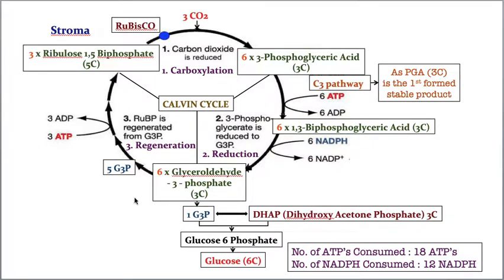Now for the total dark reaction, how many ATPs are utilized? For one glucose formation, 6 turns of the Calvin cycle are needed. That means one glucose needs 6 repetitions of the Calvin cycle. For one glucose formation, 18 ATPs are utilized, and 12 NADPHs are required. So this is all about the Calvin cycle or dark reaction, which is also called carbon fixation or the biochemical pathway, or any other name. You can call it any path, any name, even the C3 pathway.